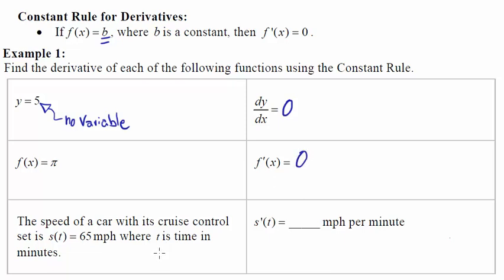So if my function here is the speed of a car, and this car has its cruise control set at 65 miles an hour, and I want to know how the speed of the car is changing, well, it's not changing, because my cruise control is on. So it's just 0.